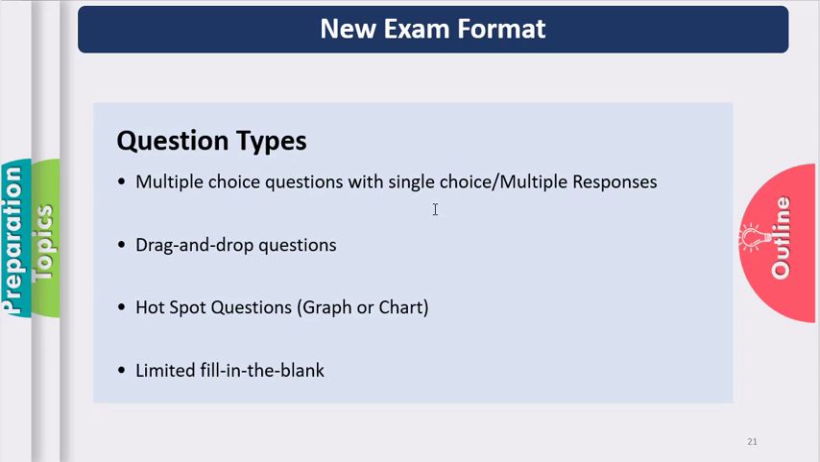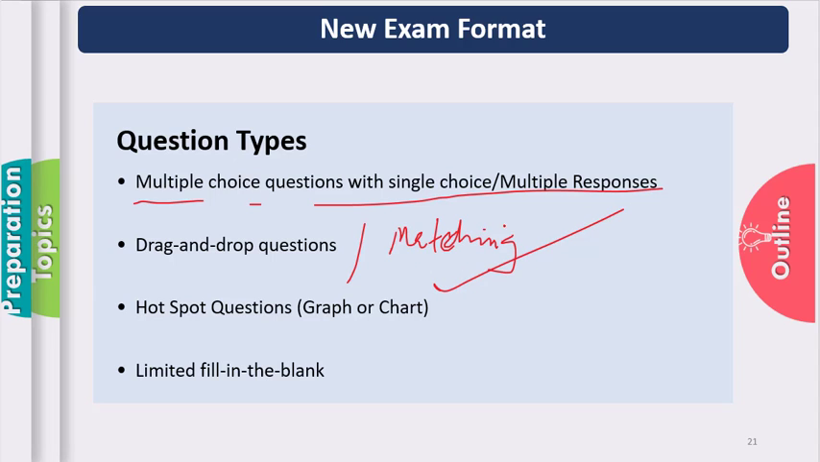Instead of having multiple choice questions with a single choice, we'll now be having multiple choice questions, with a combination of a single choice and multiple responses. So that will be something we'll be having now. We'll also be having drag and drop questions, and a variance of matching questions, whereby you can match the right answers to the right questions. We'll also have hotspot questions.